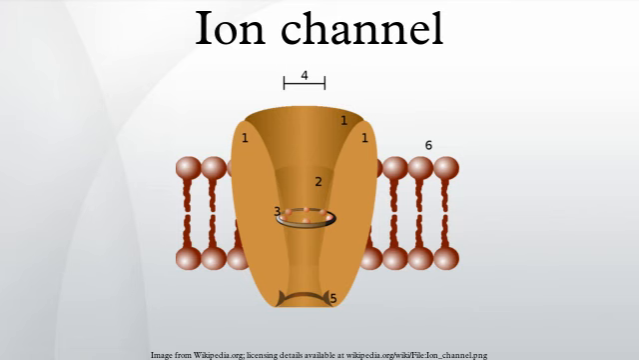Classification by gating: ion channels may be classified by gating, that is what opens and closes the channels. Voltage-gated ion channels open or close depending on the voltage gradient across the plasma membrane, while ligand-gated ion channels open or close depending on binding of ligands to the channel. Voltage-gated: voltage-gated ion channels open and close in response to membrane potential.